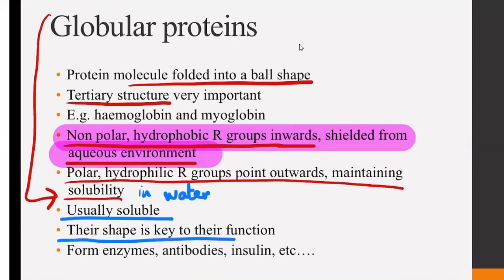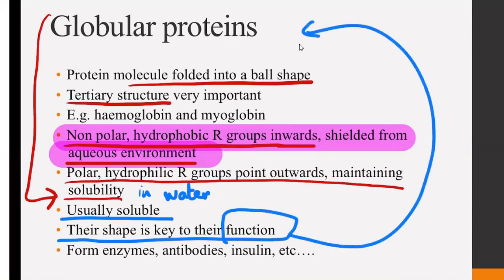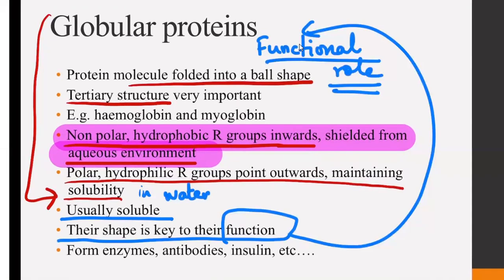Another thing: their shape is the key to their function, meaning globular proteins have a functionality. They have a functional role rather than a structural role. This is very, very important. Globular proteins have a functional role rather than a structural role. And if you want to give examples of globular proteins, you will say enzymes. Enzymes speed up chemical reactions. So that's a functional role.